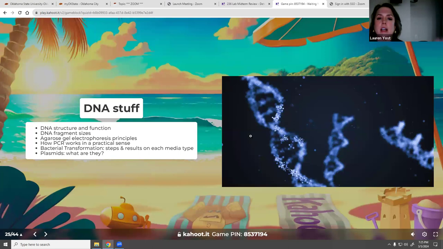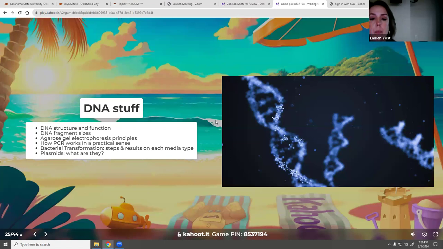All right, for the DNA stuff, I say DNA structure and function. I'm really just talking about knowing the basics so you understand the questions. I'm not going to get crazy in the questions. DNA fragment sizes, like we just went over, know what they mean. Agarose gel electrophoresis principles: we did talk about moving the smaller ones faster and the larger ones get stuck, but also know that they move towards the positive end in the apparatus because DNA has that negative charge, right?